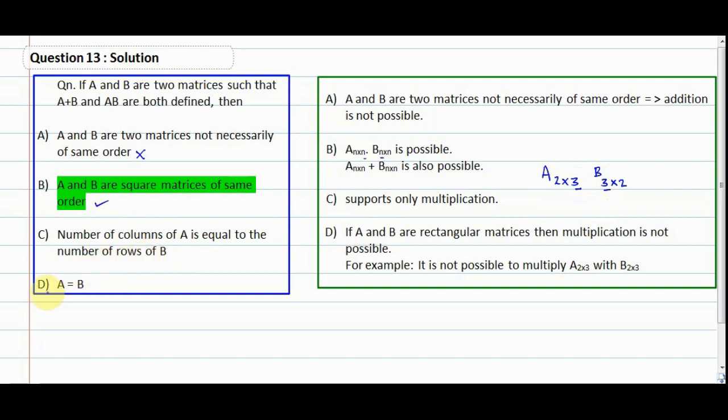Now option D says A equal to B. If A and B are rectangular matrices, then multiplication is not possible. For example, it is not possible to multiply a matrix A with order 2 by 3 with B with order 2 by 3. So addition is possible, but multiplication is not possible. Therefore, we have only one statement which is 100% correct, that is given by option B.